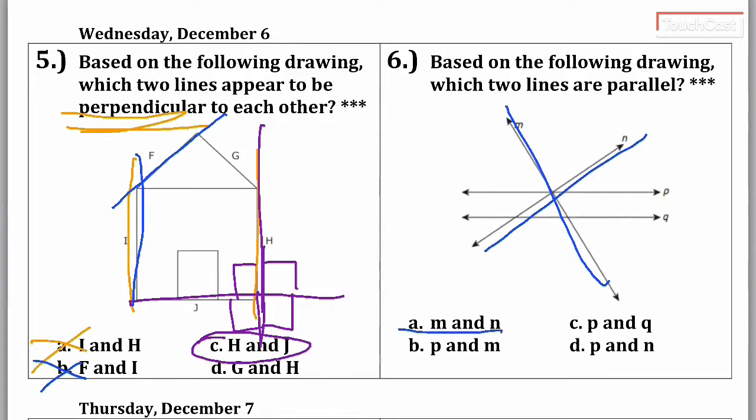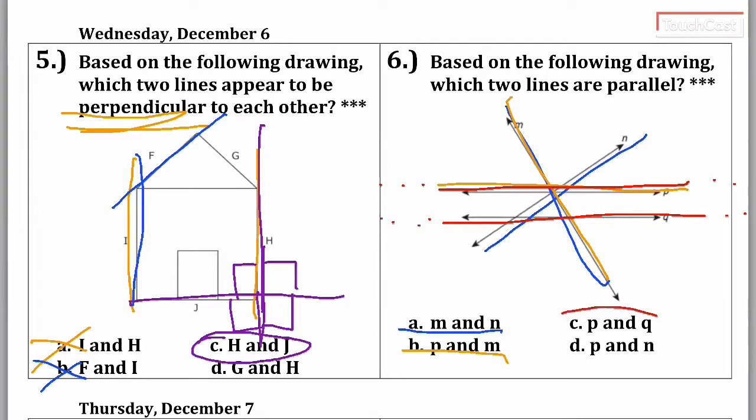No A. Let's go to B. We have P and M. Let's see, right, P and M. Also intersecting. Can't be B. Let's go on to the next. Let's go to red. We have C, and it is P and Q. Let's look at P and Q. Looks like railroad tracks to me. Looks like they don't intersect, and if they continue to go on and on and on, they will not intersect. So the answer choice is going to be C.